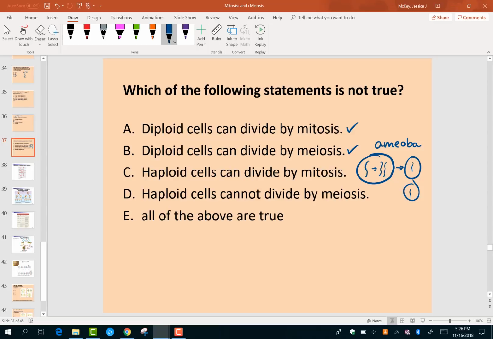Haploid cells cannot divide by meiosis. Somehow I reworded this and messed it up, because I added this. That's different than yours. Haploid cells cannot divide by meiosis because you cannot go from 1 chromosome to cells with half a chromosome. That would not work, right? So you've got to be diploid to be able to divide by meiosis. Okay.